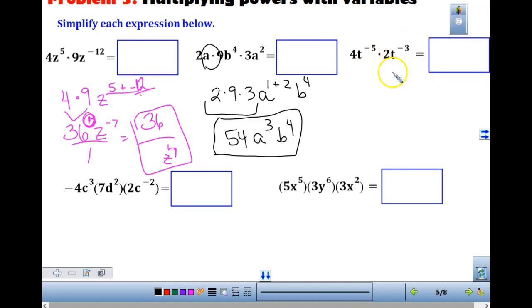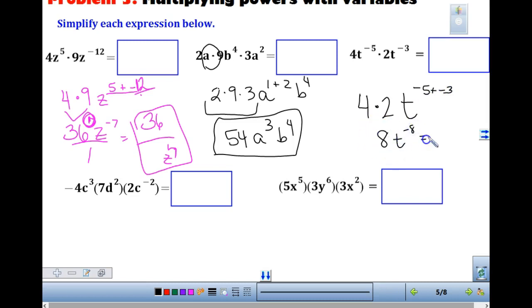okay? Irvin, start me out on the next one. How should I do it? Numbers first. So 4 times. Yep. I'm going to put negative 5 plus negative 3. I get where you get the negative 8. So I'm going to get 8t to the negative 8.